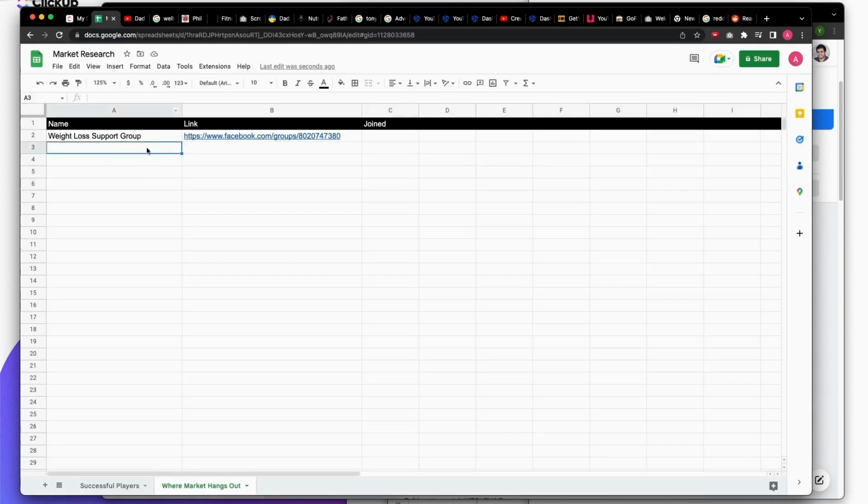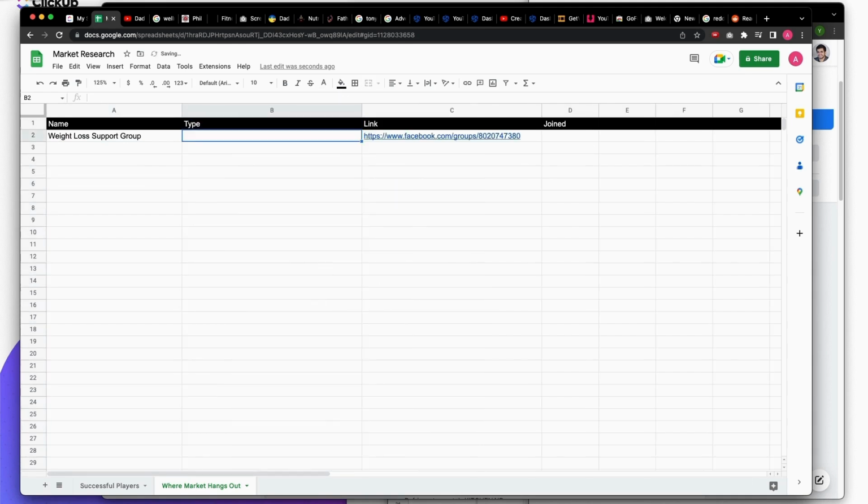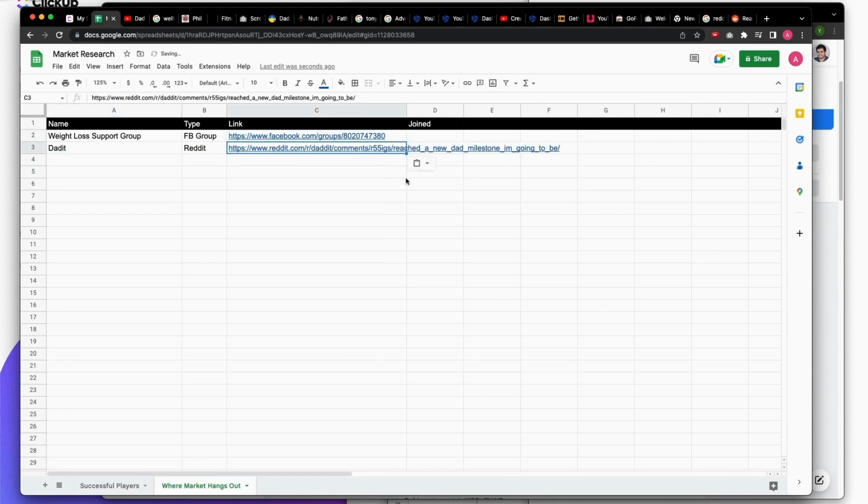So I might go over here. I don't know, now I'm mixing different niches together, but I might even add a different column on here. Let's say type. If I wanted to do that, this is going to be a Facebook group, right? Okay, Facebook group. And I might put a Reddit on here. And so this is going to be Dad It, a subreddit to the Dad It right here.